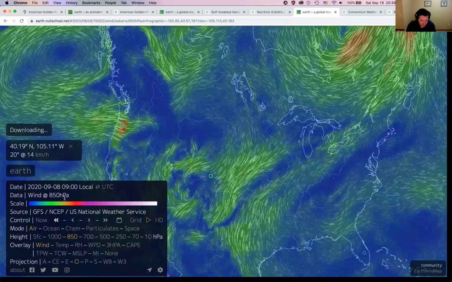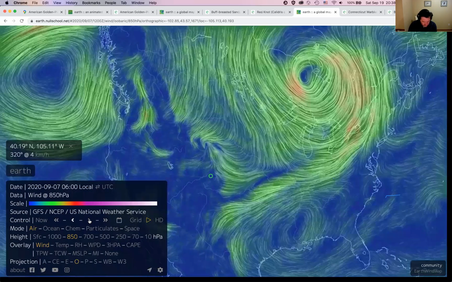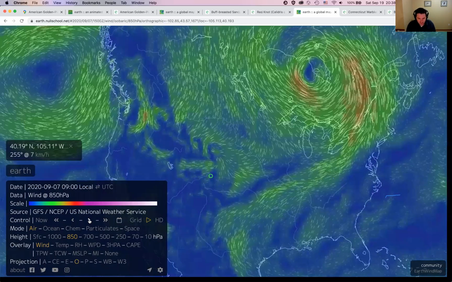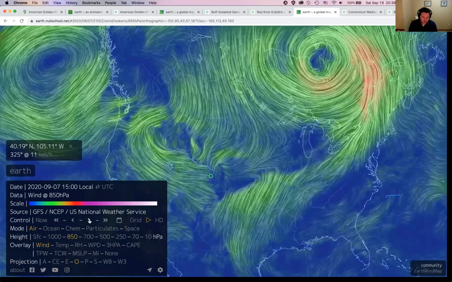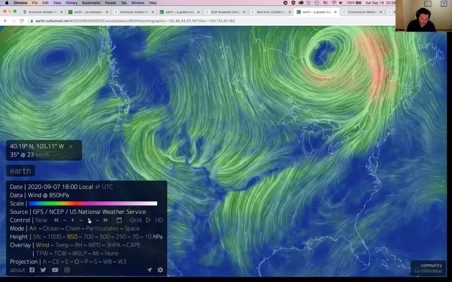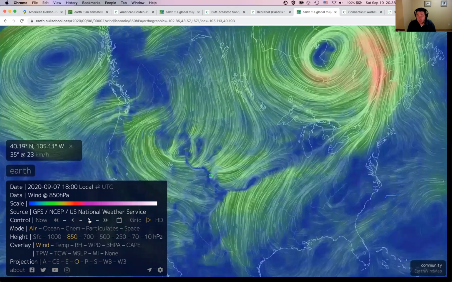And so Labor Day was actually back on the 7th. And the timing that the winds were likely best were right there, 18 local time, so 6 p.m. on the 7th. So it may have shown up on the 8th.